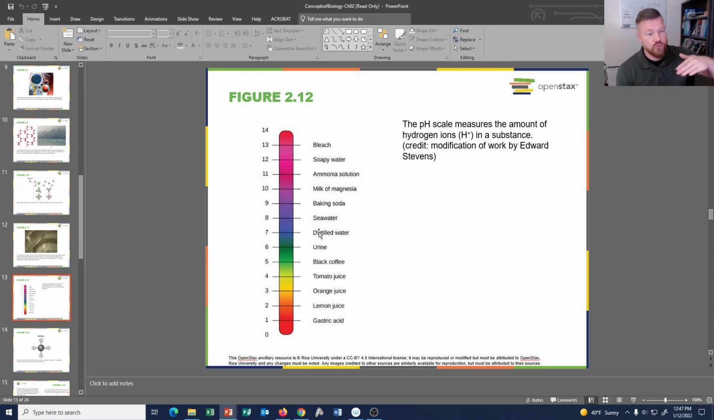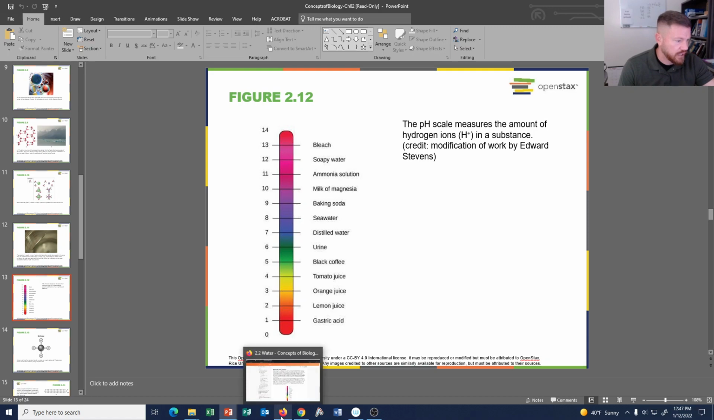If I move one way or the other, so let's say I get more hydrogens than I have OHs, more H's than OHs, then things become more acidic. If I get more OHs than H's, then things become more basic, and we call that the pH scale. Things that are acidic have more hydrogen ions. Things that are basic have less hydrogen ions. Again, you could get into the chemistry of that, and it can get pretty complex. But for us, in here, that's enough.